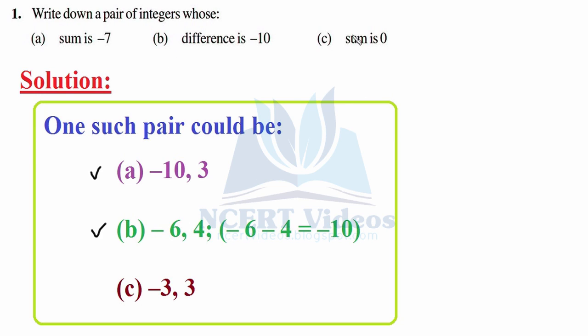Now sum is 0. You can take any number for this case. Just make the signs opposite. If you're taking -3, then you have to take +3. They cancel out each other, but they are simply additive inverses of each other. So that was your first question.